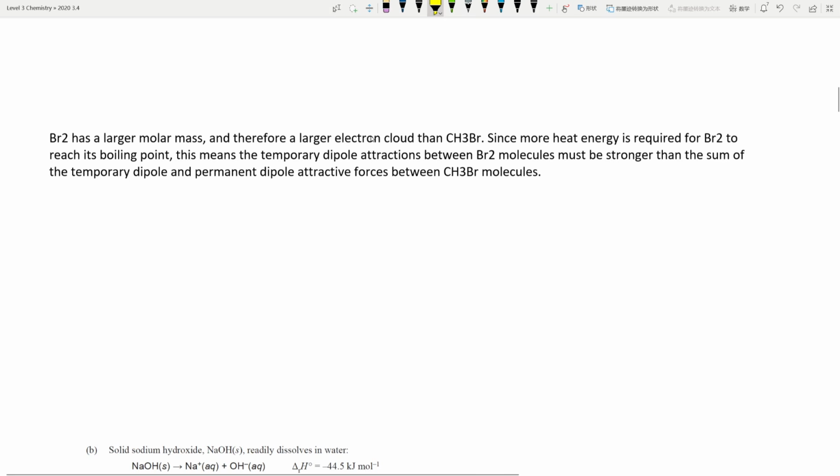So again, here are the answers. Br2 has a larger molar mass and a larger full electron cloud, so more energy is required because it's stronger than the total combination of the temporary dipole and the permanent dipole in the CH3Br molecules. Okay, because the molar mass is too big.